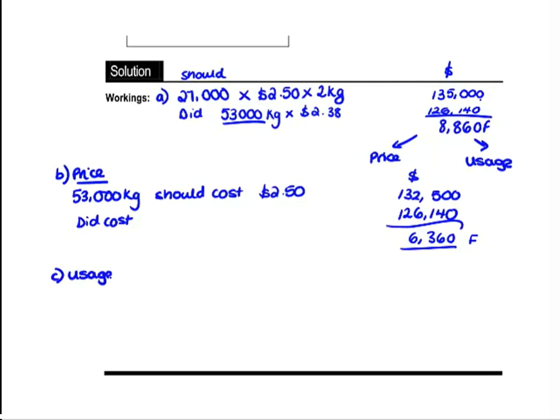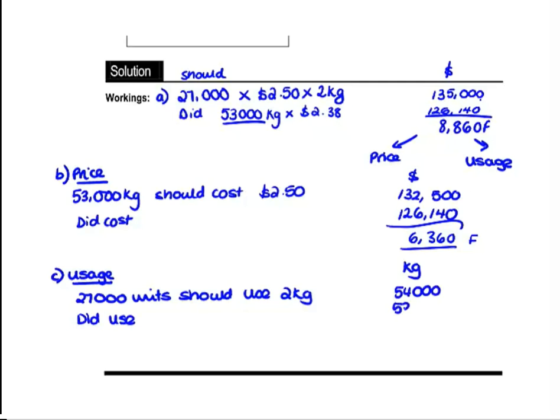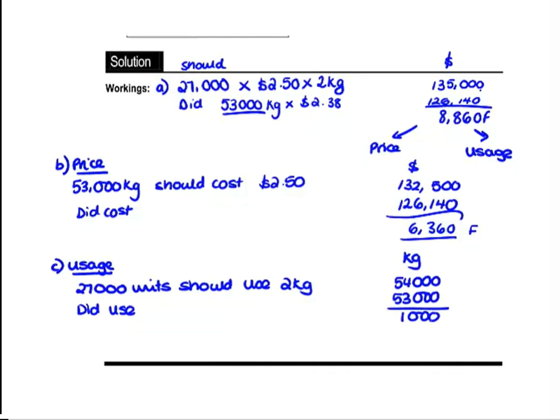Finally, we've got the usage variance, which looks at the number of units, so the 27,000 units. Each one should have used 2 kilograms of material, so we should have been looking to use 54,000 kilograms. We did use, however, 53,000, so we used 1,000 kilograms less. However, we need to put a value on that 1,000 kilograms because we can't just put 1,000 kilograms in our statement, so we value it at the standard cost per kilogram, $2.50. So that's a difference of $2,500 favourable.